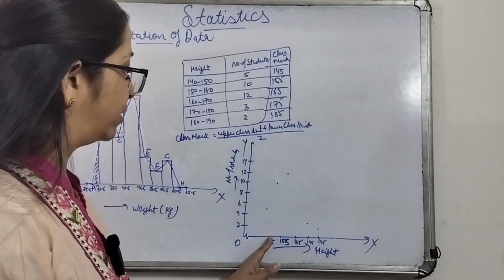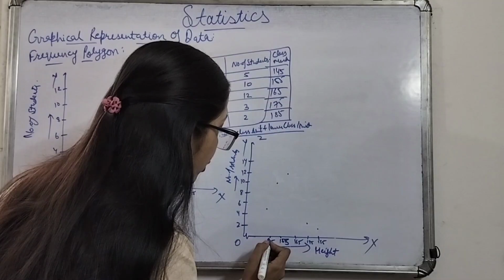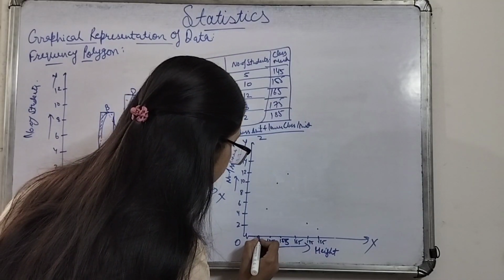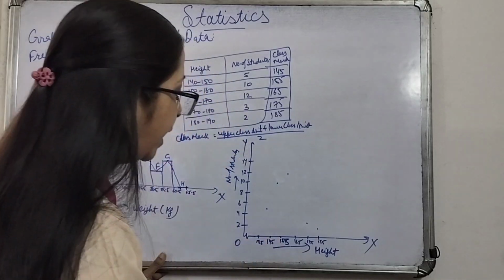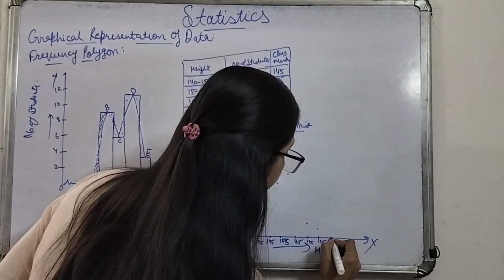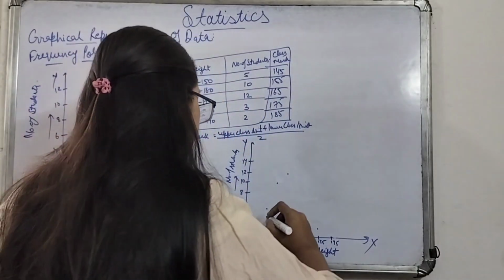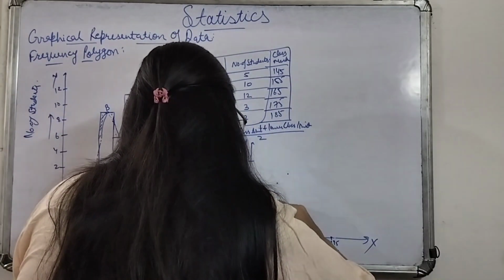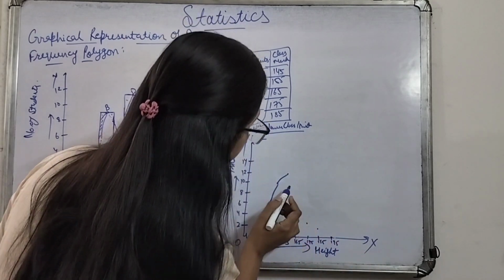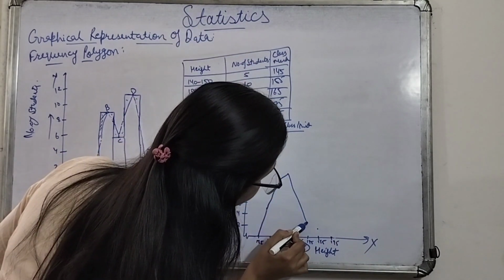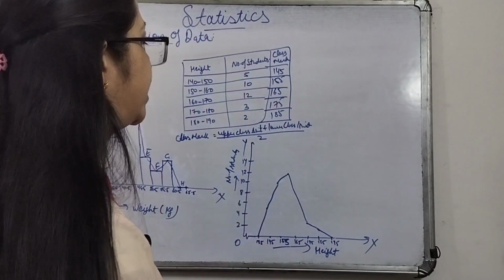Now again we will be taking one more class preceding to this class, where we will be taking frequency as 0. So 145 here, so we will be taking it as 135, and frequency is 0. And after 185 it will be your 195, where frequency is 0. So we will be joining all these points from 0 to here, then from here to here, like this, and with a 0 frequency. This is your frequency polygon.